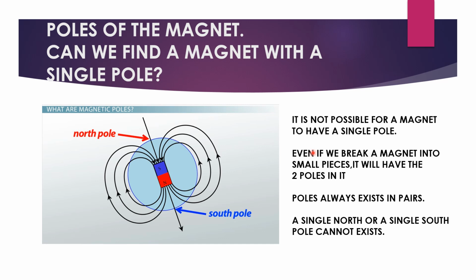Even if you try to break a magnet into very small pieces, then also it will have two poles in it. So poles always exist in pairs. A single north or a single south pole cannot exist in any magnet, irrespective of its size.